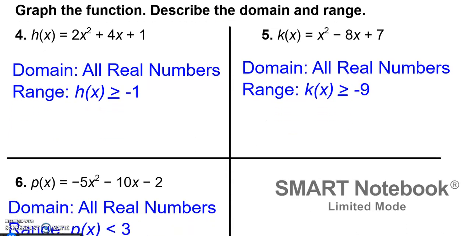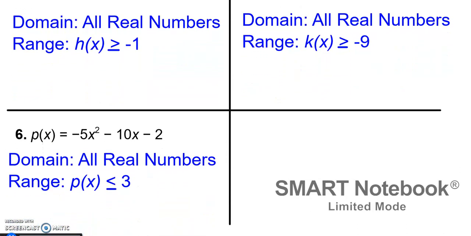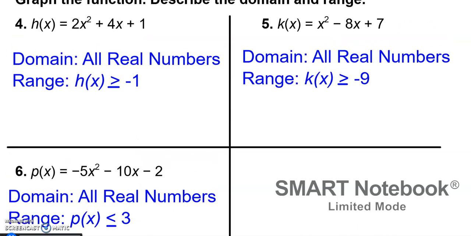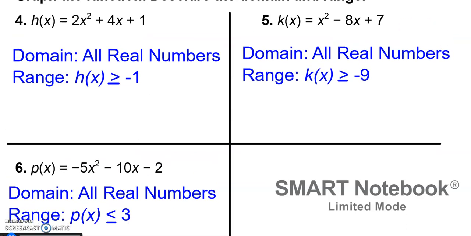Here are the answers. Again, notice the domain is all real numbers for each one. And what I did was I used h of x instead of y, k of x instead of y, and p of x instead of y, just because they gave h of x is equal to, k of x is equal to, p of x is equal to. If you have y is equal to, I'm totally fine with that as well. Six of one, half a dozen of the other.